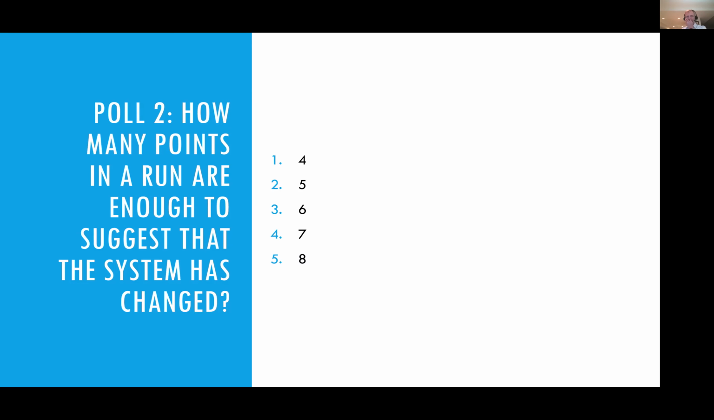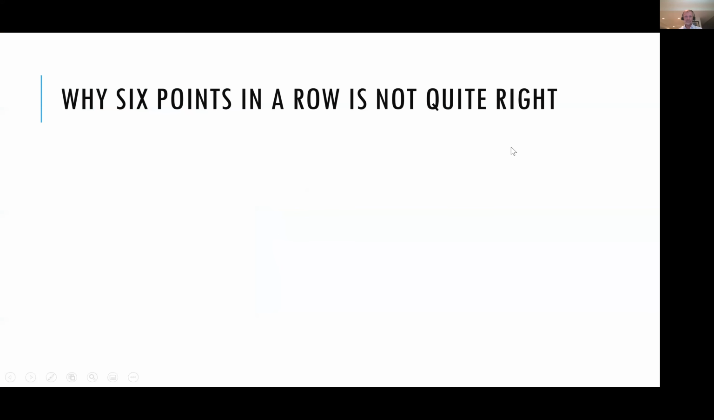Great. And so the most common answer here is 6, but we've got answers all over the place. I'm not surprised that most people are saying 6 because that's generally what the teaching is. But the actual answer is it depends. Let's go over why that is. So 6 points in a row is actually not quite right.